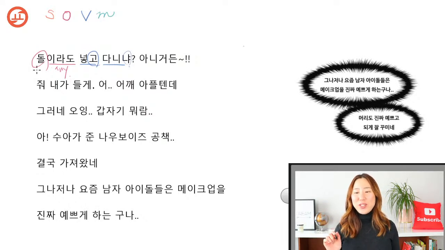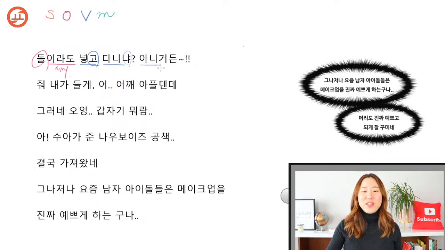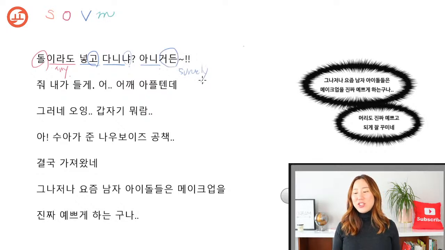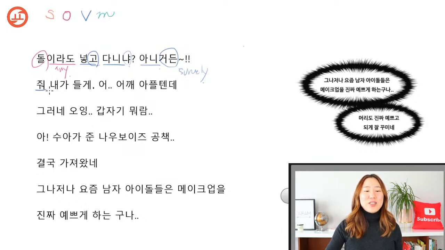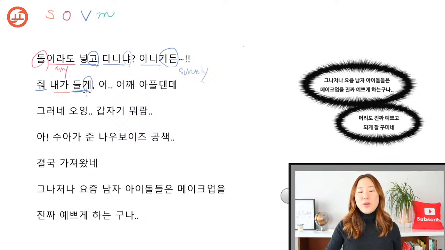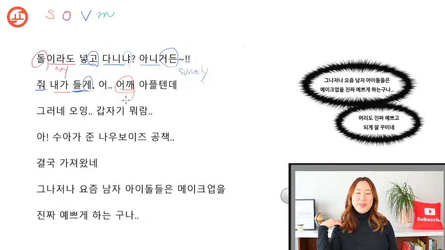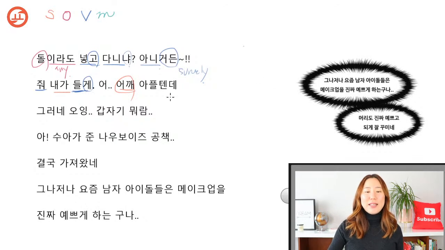So he's kind of joking, right? 아니거든. No. This is surely, right? Surely not. 아니거든. So he said, 줘. Give it to me. 내가 들게. I will carry for you, right? I will carry or lift. 어깨 아플 텐데. 어깨, shoulder. 아플 텐데. 아프다, would. It would be.